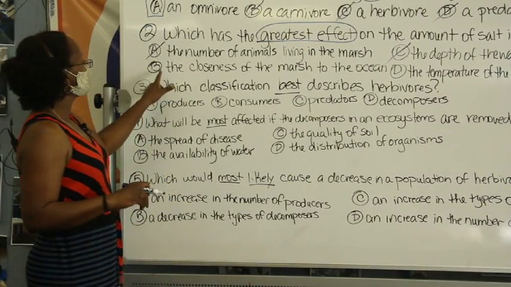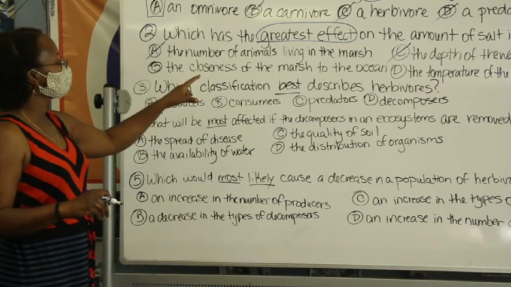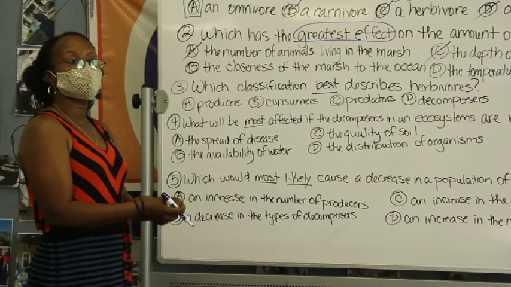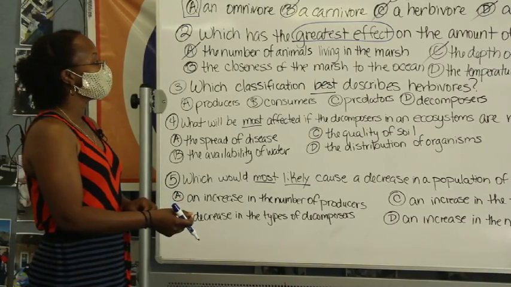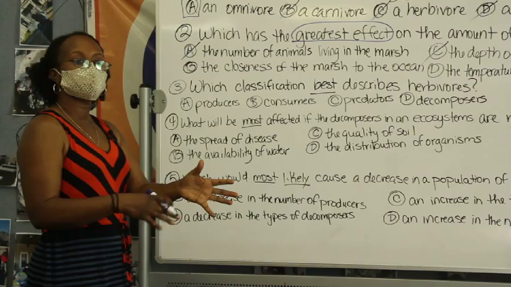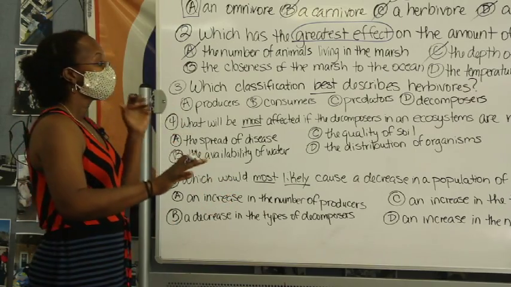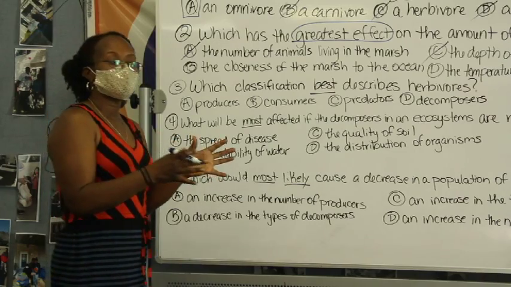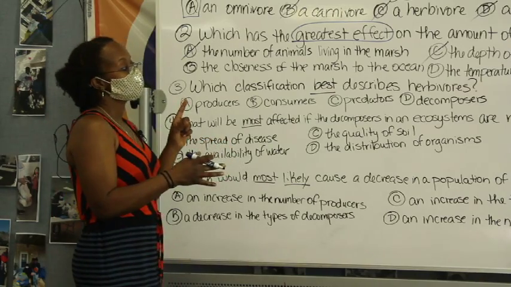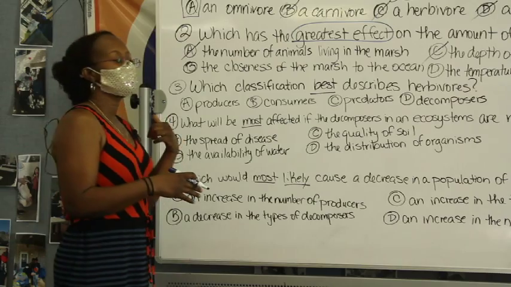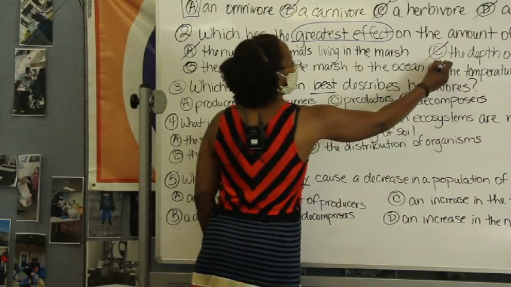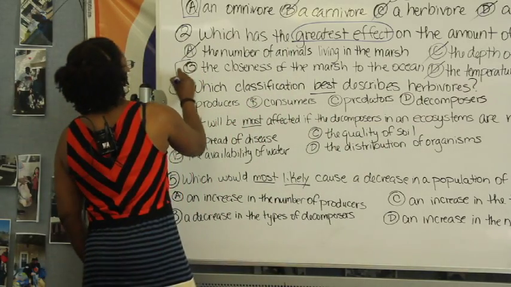So let's look at the one we did not mark out, the closeness of the marsh to the ocean. If it's close to salt water, a huge body of salt water, and it's the in-between before you get to the land, doesn't it make sense that there's going to be more salt in the marsh? It does, right? It's going to have a bigger effect, and temperature really won't have an effect. So we're going to go with B.